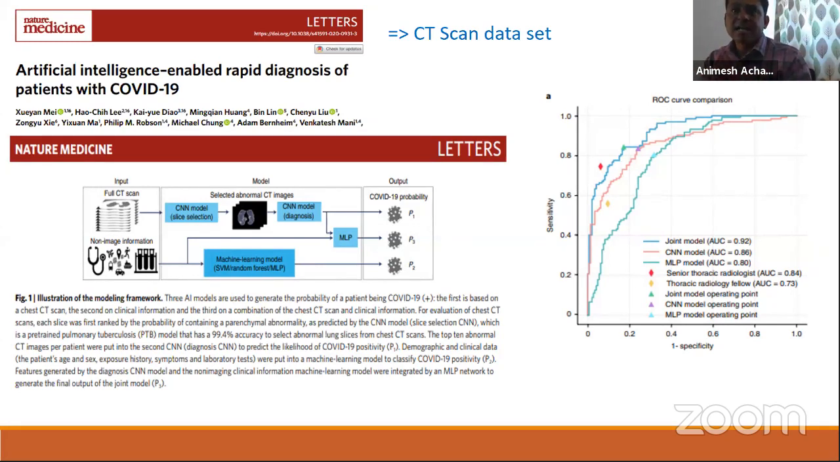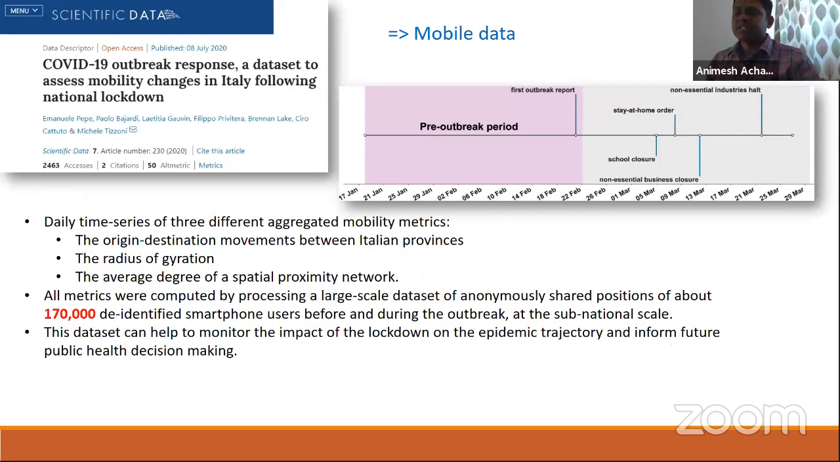So again, this is an interdisciplinary area, which I want to emphasize. If we want to publish at a very high impact level, we need an interdisciplinary approach to solve this, not just computer science or just biological science. Okay, next one, mobile data, smartphones.